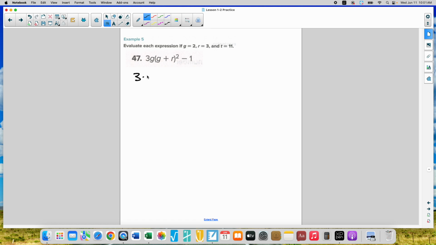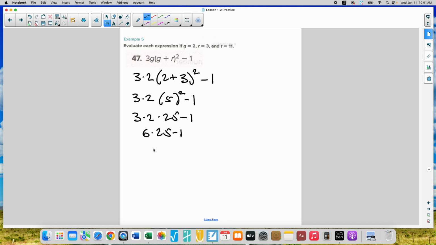3 times G times the quantity G plus 3 squared minus 1. So we'll do inside the parentheses first. 3 times 2 times 5 squared minus 1. We'll do the exponent. 3 times 2 times 25 minus 1. We'll do multiplication. We'll do multiplication. And we will do subtraction. Good.